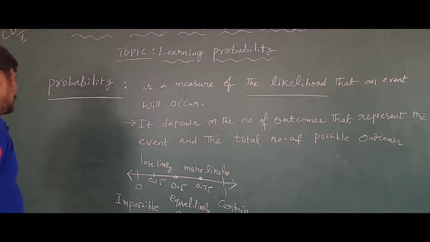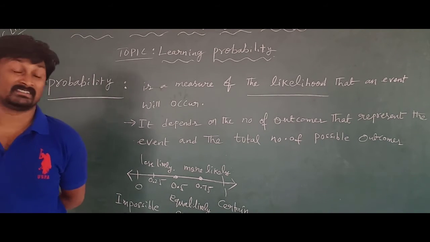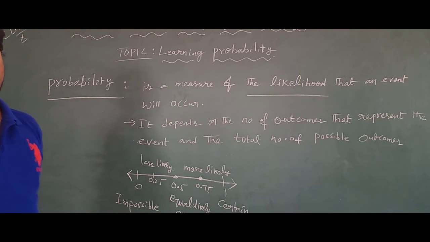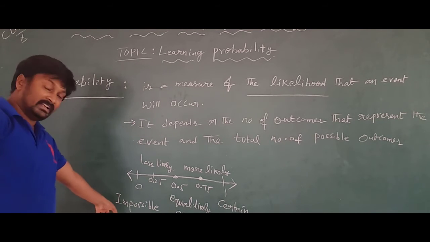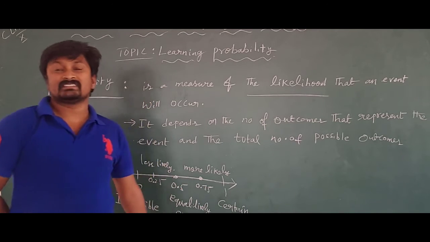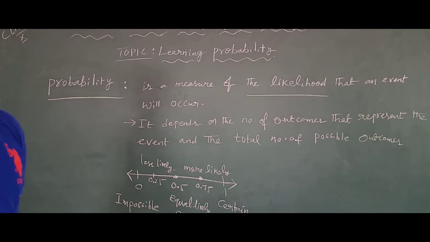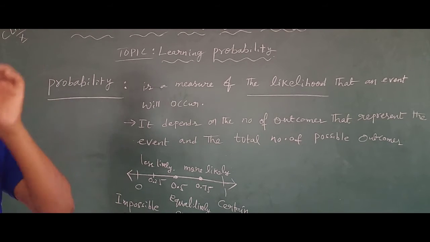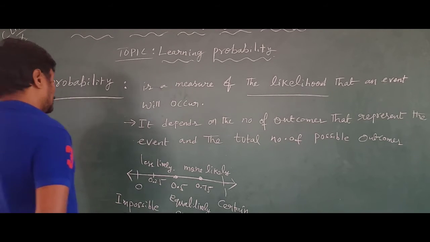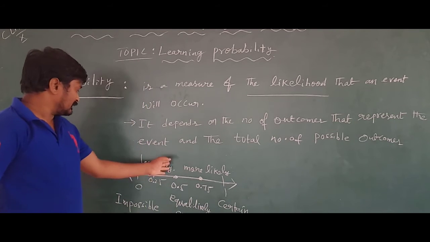Okay, first let me take some examples for you all. This is very important. Let me take an impossible event: on August 15, we cannot celebrate Republic Day, so that is called an impossible event. A certain event: on August 15 we celebrate Independence Day, that is called a certain event.